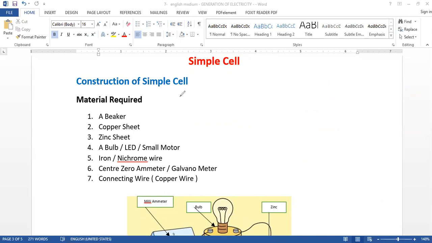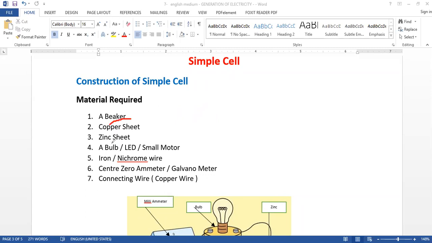To construct the simple cell, what are the materials you require? Number one is a beaker. Second one is a copper sheet. Third one is a zinc sheet. You can take a copper rod also, no problem. Instead of a zinc sheet, you can get a zinc rod also. Or you can get a copper rod and zinc rod, or you can get iron. Iron also you can get, no problem. We'll study that later.